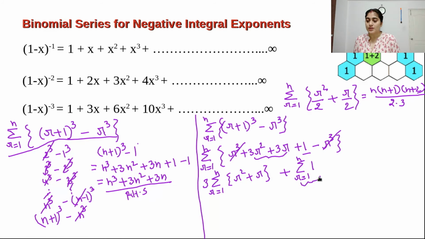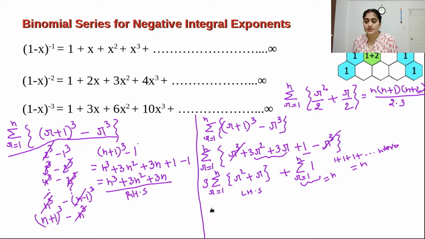This will be equal to n. If you keep on adding 1 plus 1 plus 1 plus 1 up to n terms, it will be equal to n only. So this is equal to n. Now if I put this on the left hand side, equal to the right hand side, what will be there?